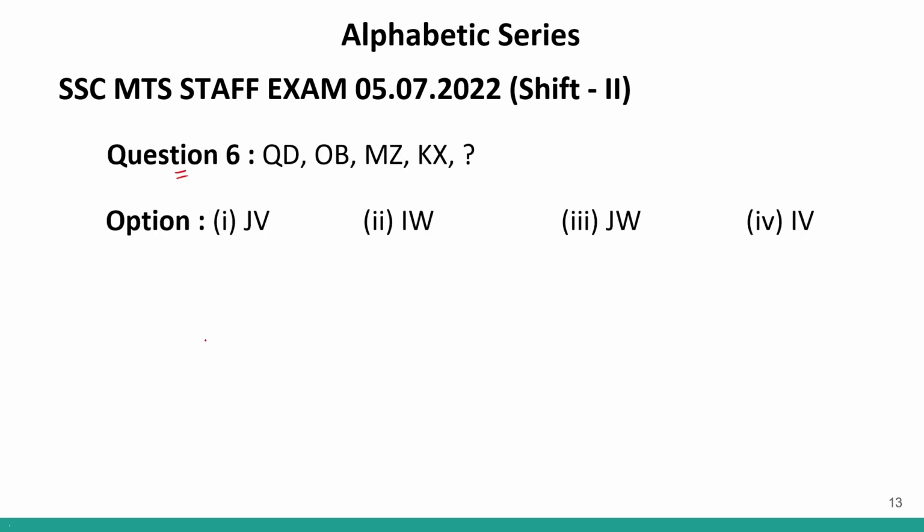Coming to question number 6. Question number 6 again, let us follow the same approach. Taking the first alphabets, Q, O, M and K. Q is 17, O is 15, M is 13, K is 11. Correct? So I see basically minus 2. 15 to 13 is also minus 2. 13 to 11 is also minus 2. So the next one will also be minus 2. 11 minus 2 will give me 9, and at the 9th position we have I. So my first element will be I.